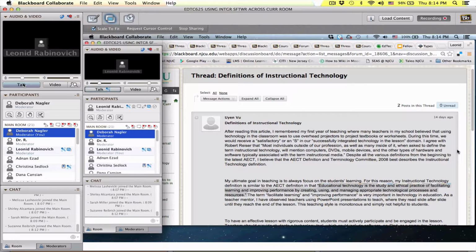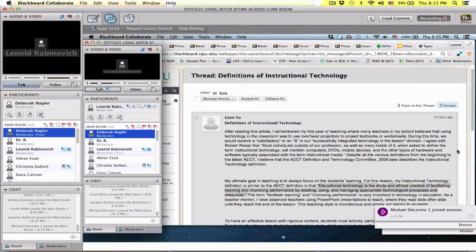I'll start with Gwen's comment, and I will pass the microphone, and I would like to hear from you what you think about that, because she's saying that she quoted Januszewski and Molenda by saying that most individuals outside of our profession, as well as many inside of it, when asked to define the term instructional technology, will mention computers, DVDs, mobile devices, and other types of hardware and software typically associated with instructional media. But very few people actually mention a pedagogy.